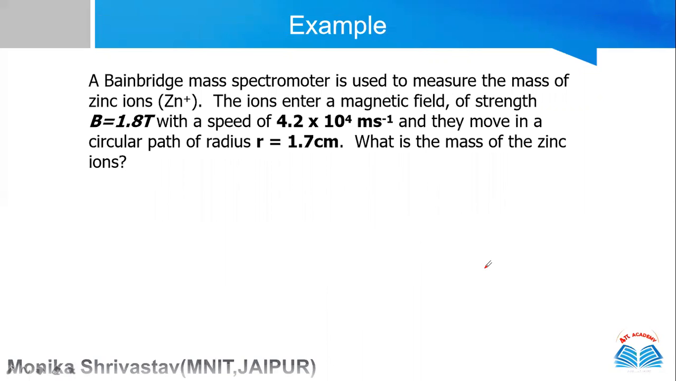Again, one example. Please try to solve this. A Bainbridge mass spectrometer is used to measure the mass of zinc ion. So basically we have to measure the mass of zinc ions. The ions enter a magnetic field of strength B equals 1.8 Tesla with the speed of 4.2 into 10 to the power 4 meter per second, and they move in a circular path of radius r equals 1.7 centimeter. So what is the mass of zinc ions?